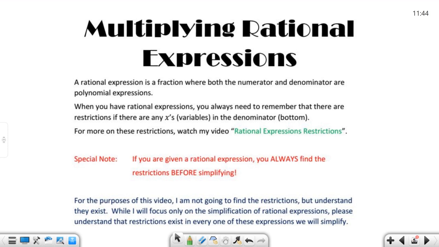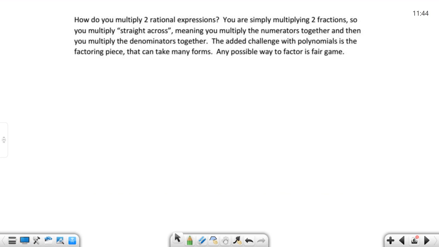But they do exist in these. I'm just trying to keep these as short as I possibly can. Some of them are still getting pretty long. All right. How do you multiply two rational expressions? Well, you're simply multiplying two fractions, so you multiply straight across, meaning you multiply the numerators, that's the tops, together, and then you multiply the denominators together.